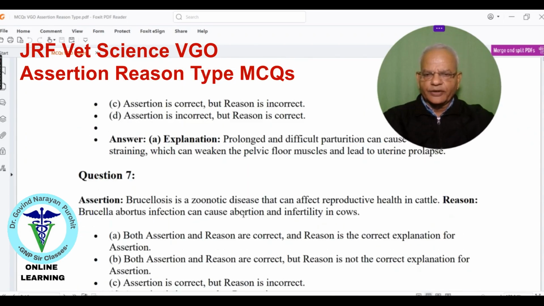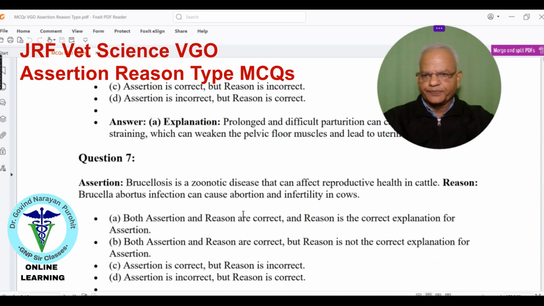The next question, brucellosis is a zoonotic disease that can affect reproductive health in cattle. The reason is Brucella abortus infection can cause abortion and infertility in cows. Both assertion and reason are correct, and reason is the correct explanation for assertion. Both assertion and reason are correct, but reason is not the correct explanation for assertion. Assertion is correct, but reason is incorrect. Assertion is incorrect, but reason is correct.